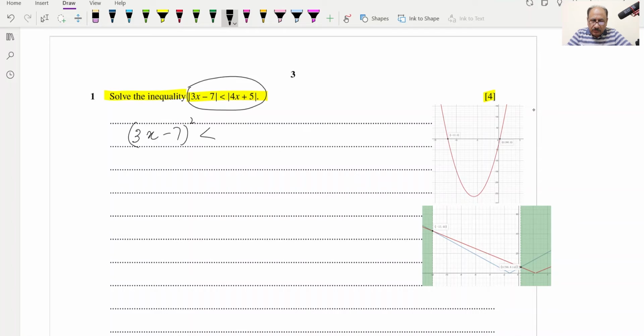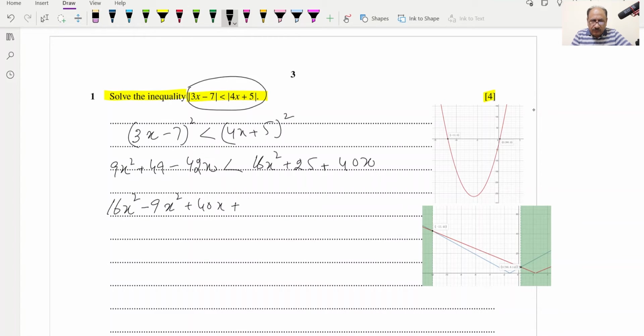So this will be mod, this will be squared, and 4x plus 5 also will be squared. Now we can open the squares. Basically this will be 9x squared, a squared plus b squared will be 49, minus 2ab will be 42x, and less than this side will be 16x squared plus 25, and plus 2 5s are 10, 10 into 4 will be 40, so 40x. And now we can shift everything from this side to the other side, so we can write 16x squared minus 9x squared plus 40x plus 42x, and then plus 25 and minus 49 is greater than 0.